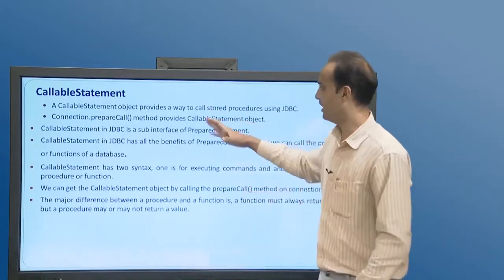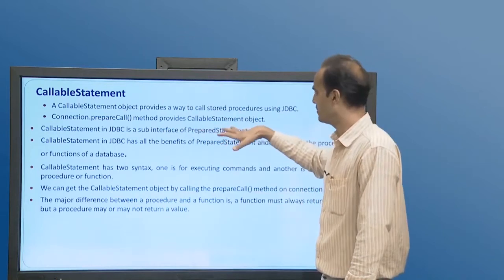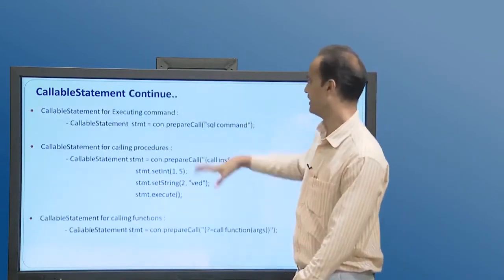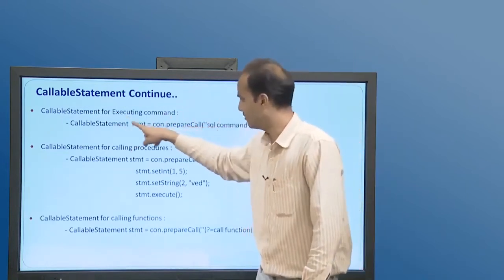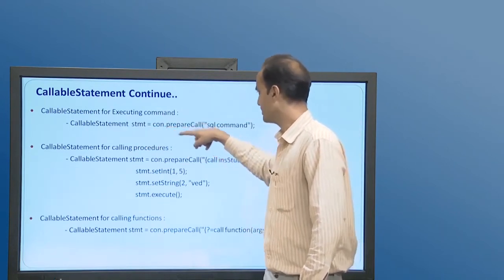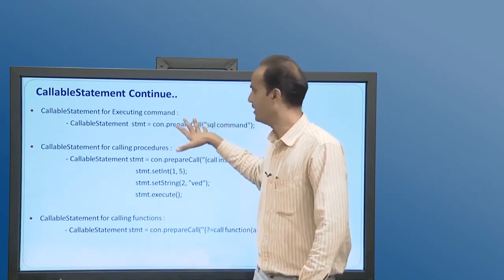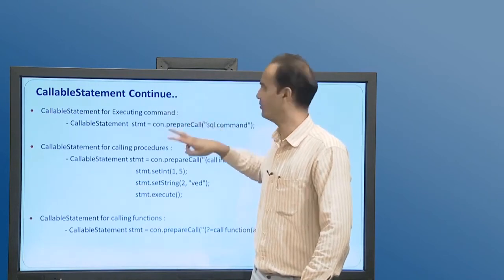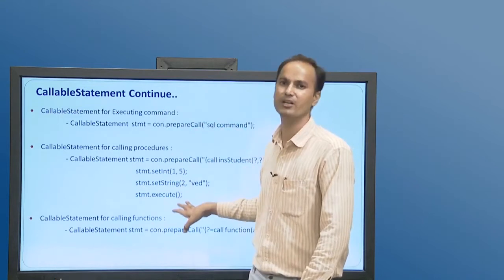So CallableStatement, how do we create it? It has all the functionality of PreparedStatement, and apart from that, see how we create it. The same way as PreparedStatement, we create the instance of CallableStatement using the connection instance and call the method prepareCall. CallableStatement is generally used for three kinds of purposes: to execute a command, to execute a stored procedure, and to execute a function.